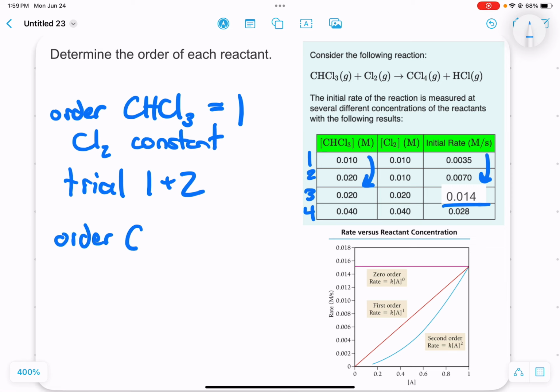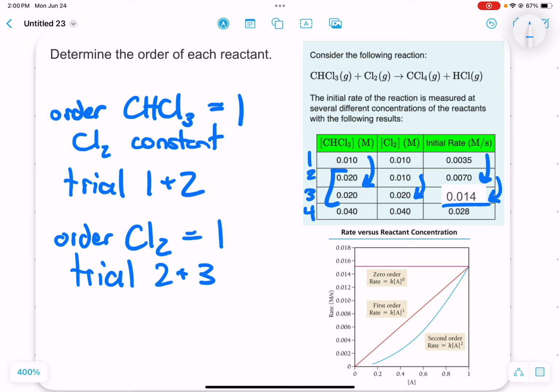For the order of Cl2, we're going to pick a trial where CHCl3 doesn't change. So that's trials 2 and 3. And here, Cl2 doubles, the rate also doubles. So the order here is also 1.